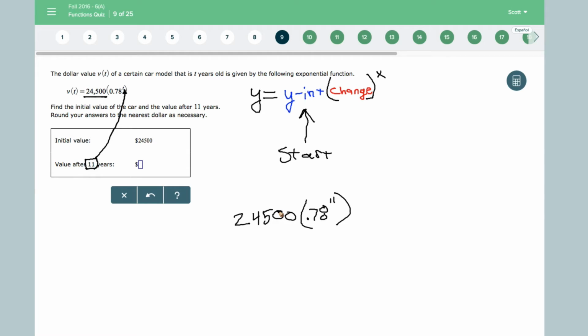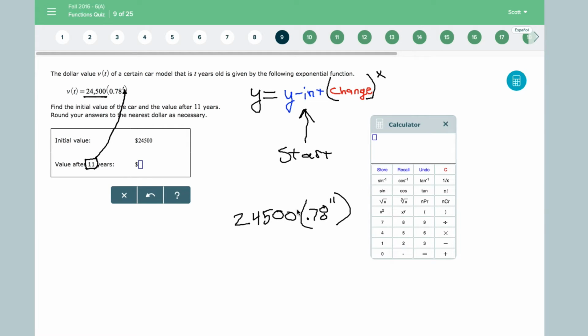And that one we need to do on a calculator. I can't do that one by hand. So I'm going to click the calculator up here. And what do I have? I have 24500 parentheses 0.78 raised to the 11th power. Then just click down here, parentheses, enter. And I get that amount of money right there.